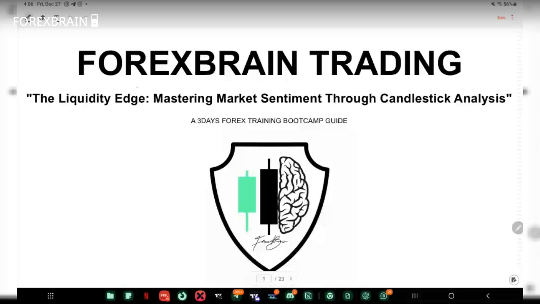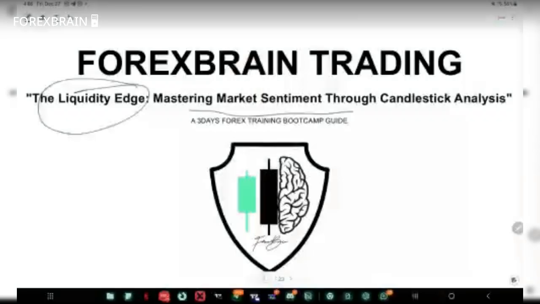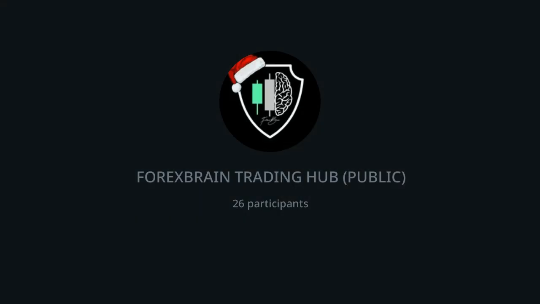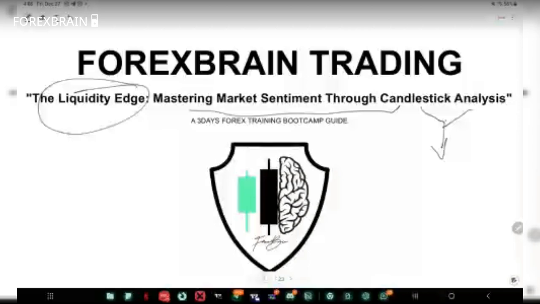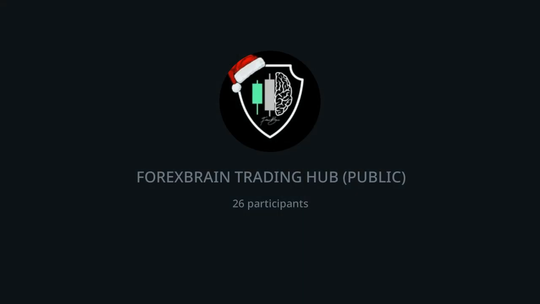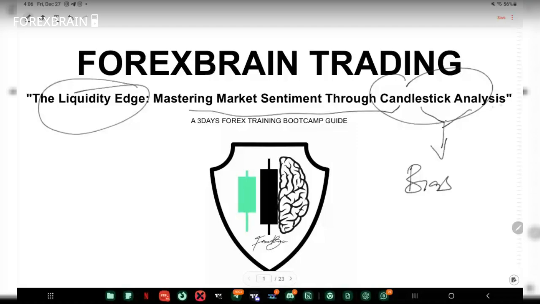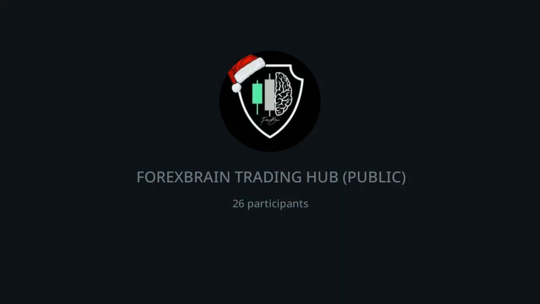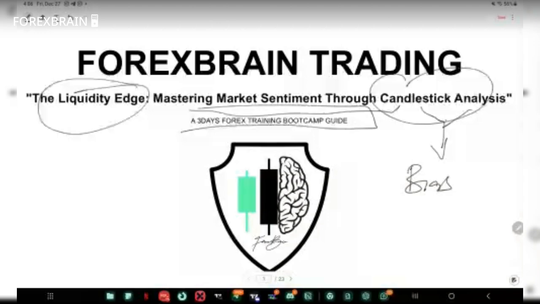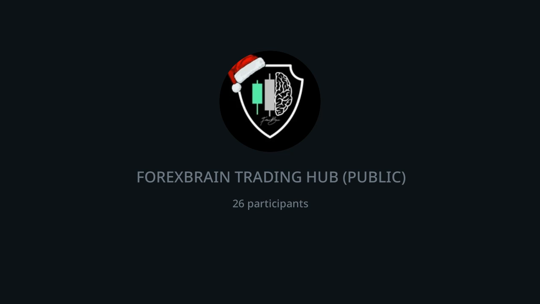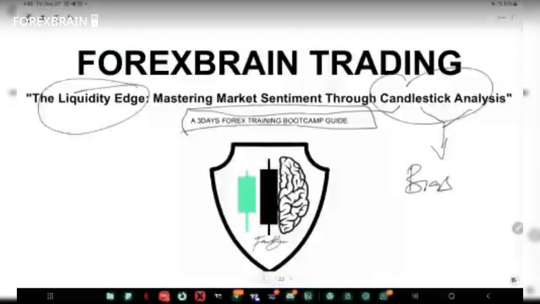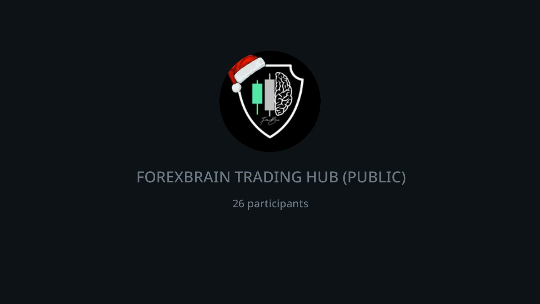So basically, this is the liquidity hedge. That is a way to master the market sentiment through candlestick analysis. Pay attention to this. This is important. This is what will give you the bias through candlestick analysis, because how you get your intraday bias will still be based on this candlestick analysis. Do you understand? So that's that. It is just for 3 days, and this is the guide. I just prepared it. It has not been up to an hour. I prepared this slide. So moving on.